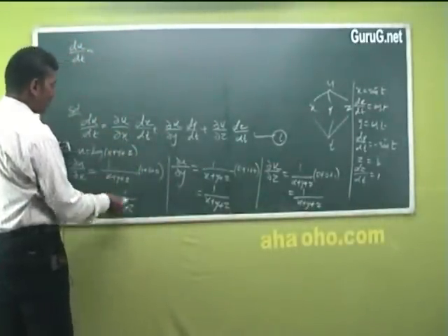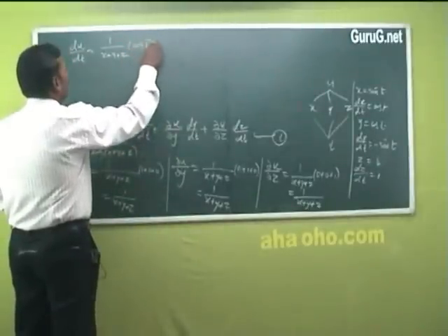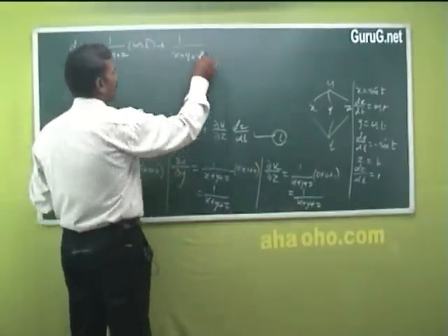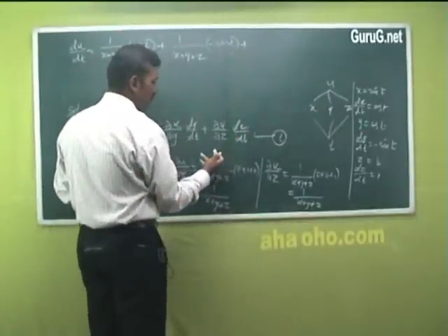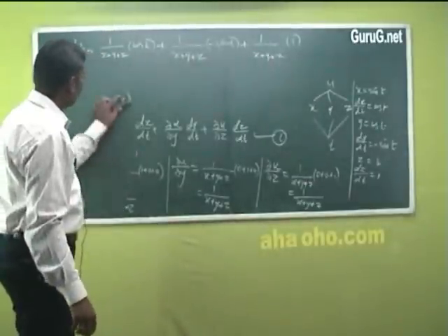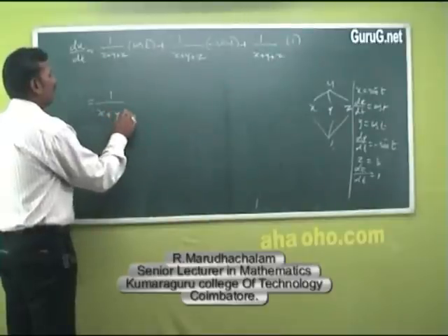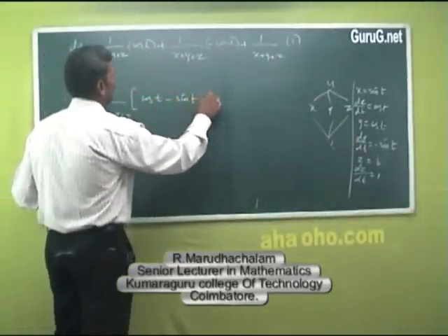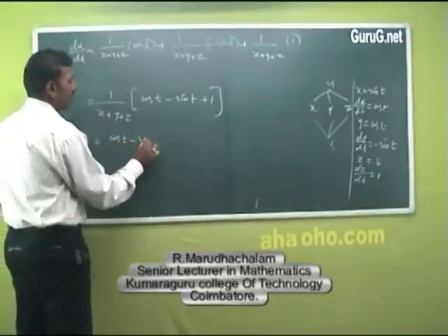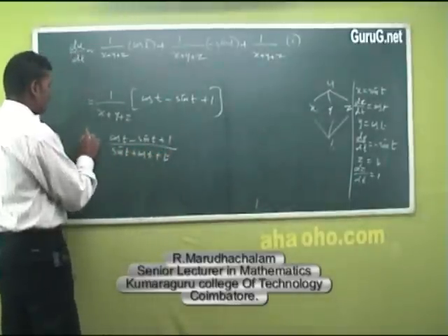Dou u by dou x is 1 by x plus y plus z into dx by dt, which is cos t, and plus dou u by dou y is 1 by x plus y plus z into dy by dt, which is minus sin t, again plus dou u by dou z, 1 by x plus y plus z. So dz by dt is 1. Right? So here 1 by x plus y plus z is common. You take it outside. So you get 1 by x plus y plus z into cos t minus sin t plus 1. So now you replace x, y, z by x equal to sin t, y equal to cos t and z equal to t. You get cos t minus sin t plus 1 by sin t plus cos t plus t, so this is du by dt.